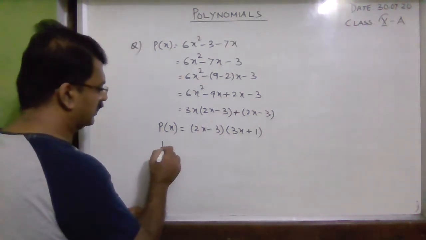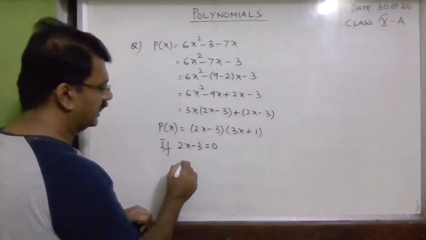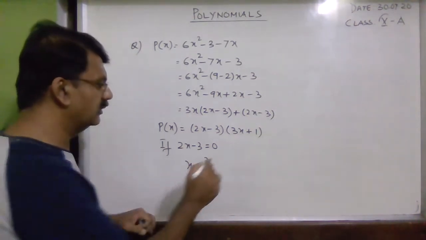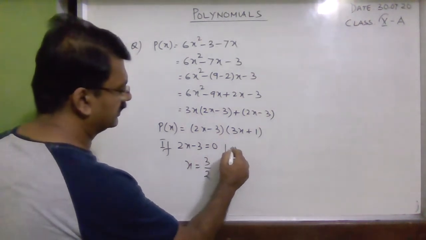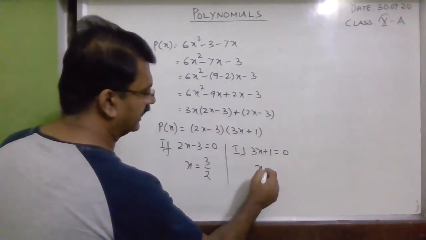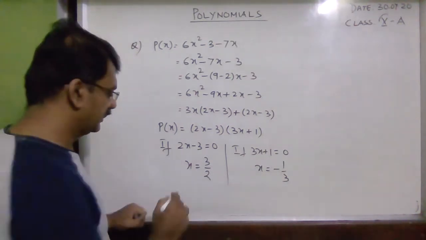Now if 2x minus 3 is equal to 0, then x is equal to 3 by 2, that is the first zero. And then if 3x plus 1 is equal to 0, then x is equal to minus 1 by 3, that is the second zero.